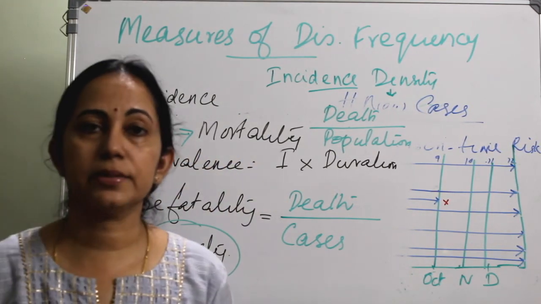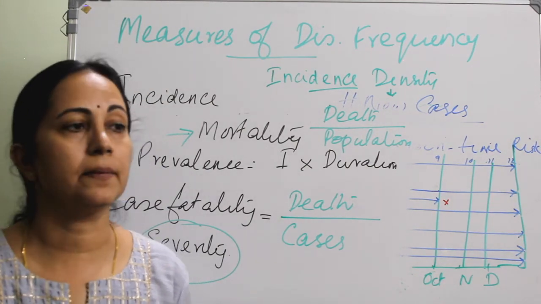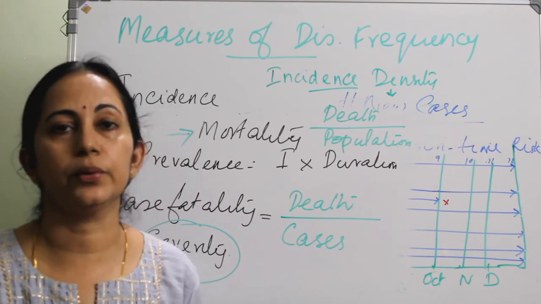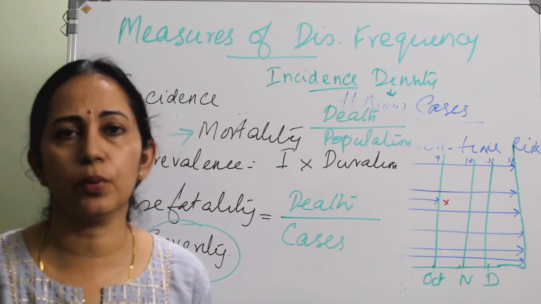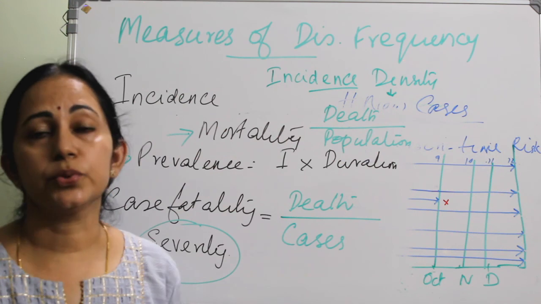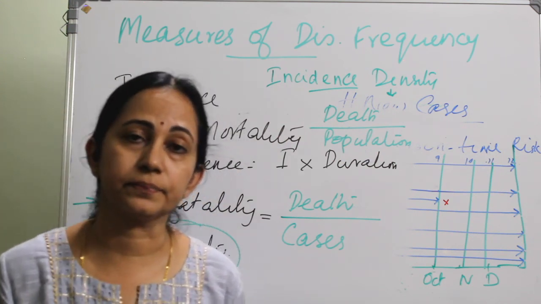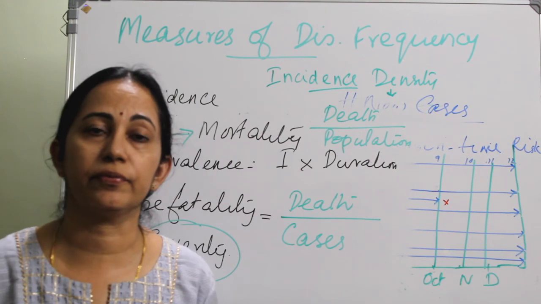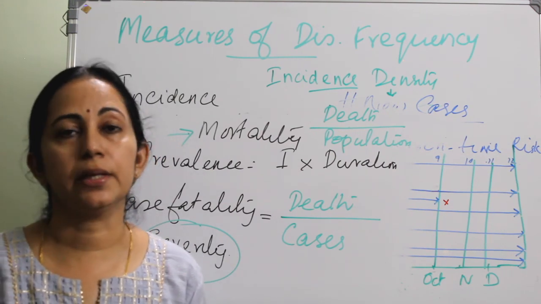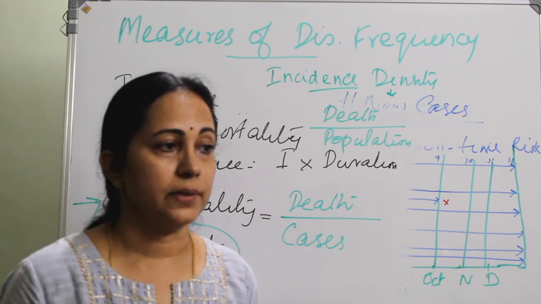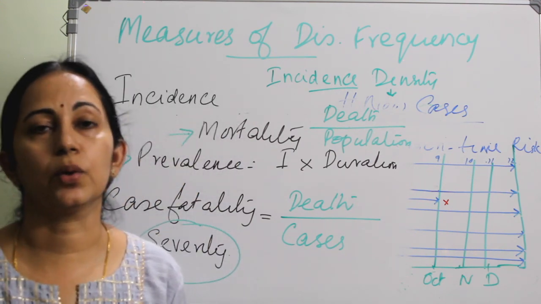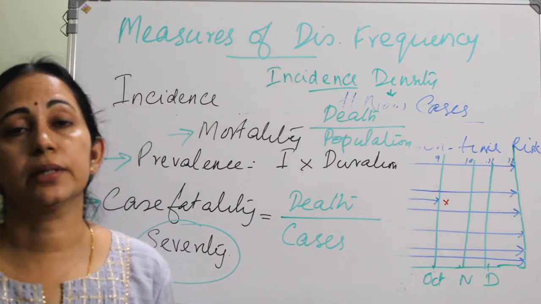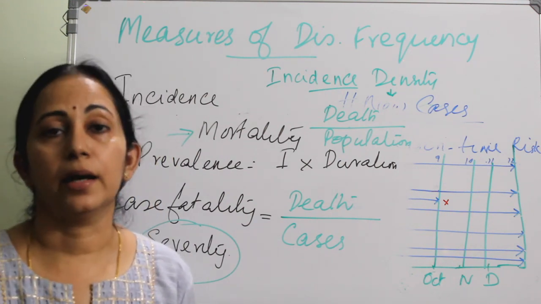So to summarize, I explained the measures of disease frequency, mainly incidence and prevalence. Prevalence is the number of both existing cases, both old and new, in a particular specific population, and it is mainly used for chronic diseases and to find out resource allocation. And incidence is the number of new cases in a particular time frame in a specific population, and that is mainly useful to find out the effectiveness of prevention programs, and also to find out the etiology, or the cause, of a particular disease. And also you should know how to calculate the person time at risk.